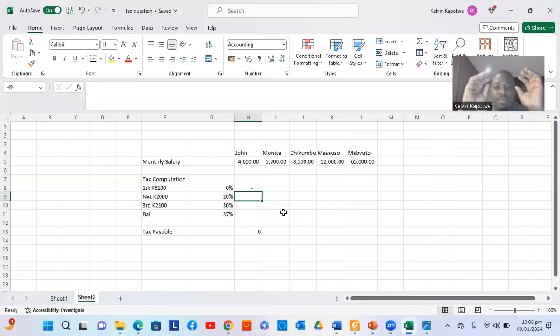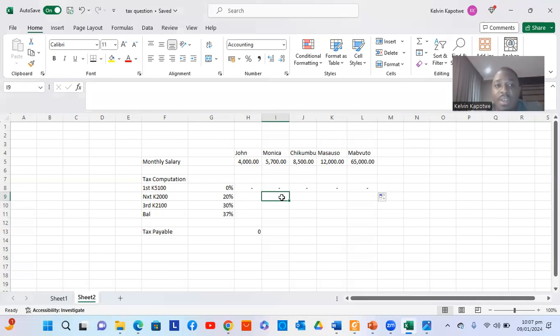Okay, so now let's follow this through. Monica is not going to pay on the 5,100. But look, Monica earns 5,700, which is 600 kwacha higher than the tax-free threshold. So meaning there's a balance of 600 kwacha. Okay. So the next 2,000. The 600 kwacha falls into the next 2,000, and that is the last income that Monica is having. It's not above the 9,200. It's not above the 7,100. But the 600 falls within the next 2,000.